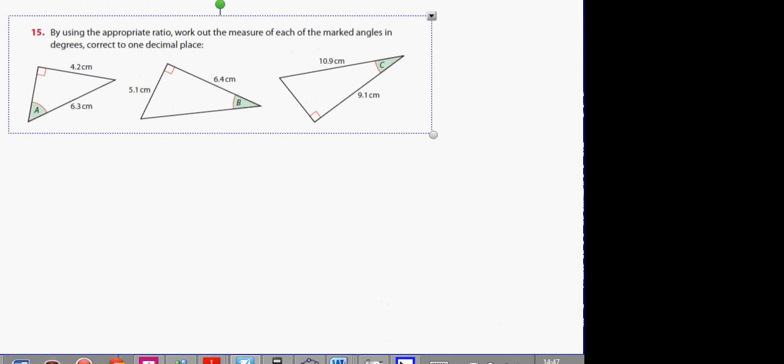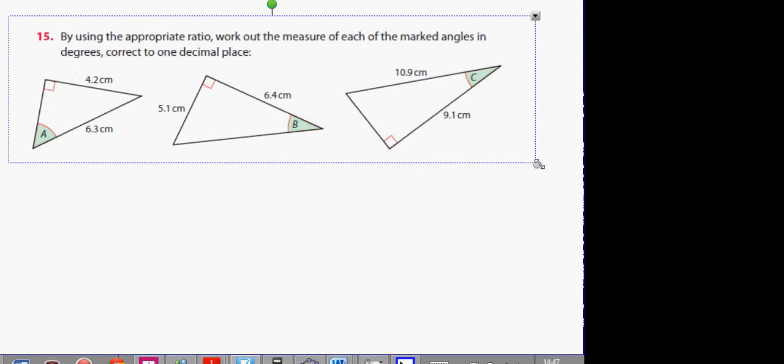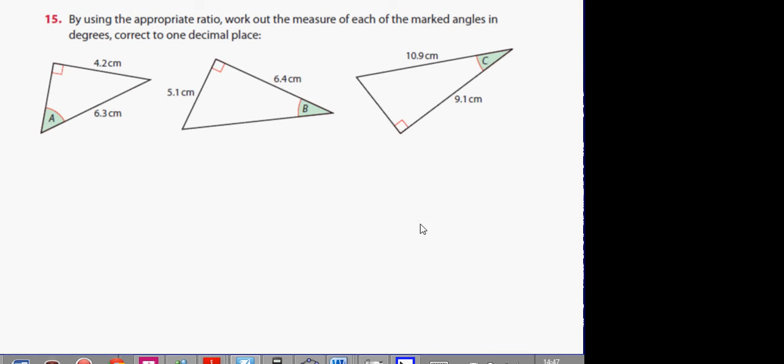Now guys, number 15. By using the appropriate ratio, work out the measure of each of the angles marked in degrees, correct to 1 decimal place. This angle here, what's this one called? Opposite, adjacent or hypotenuse? In comparison to angle A, is it the opposite, adjacent or hypotenuse? Opposite, because the angle is facing it. The longest side is the hypotenuse. We have O and H. What does that mean?